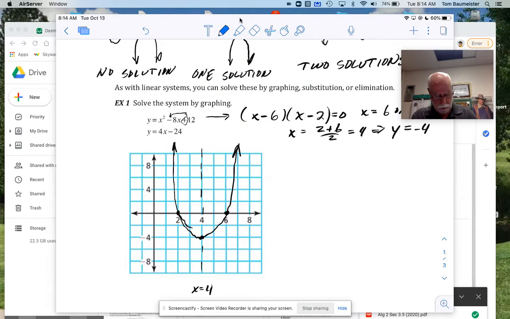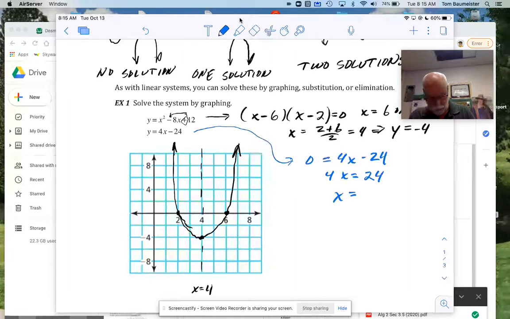Okay, so now we're going to do the same for our line. You know that's a line, all right? So I'm going to set it equal to 0, because at least that will give me my x-intercept. I know my y-intercept is at negative 24, but I don't have that on there, right? So I know that I can go 4x minus 24, that's going to equal 0. So we'll get 4x is equal to 24. And then x is going to be 6 when I divide. So I know I'm going to have one right here.